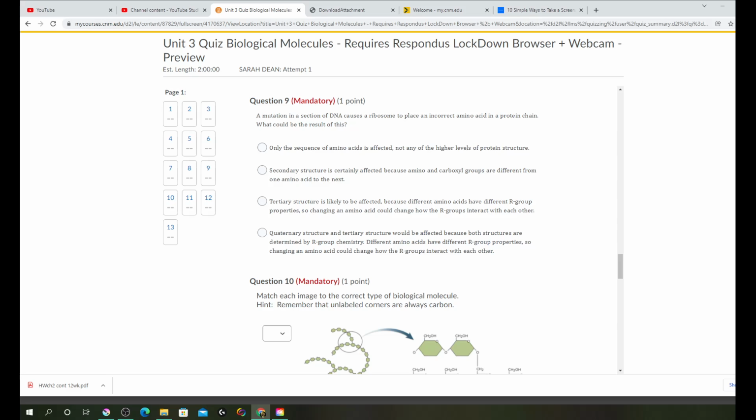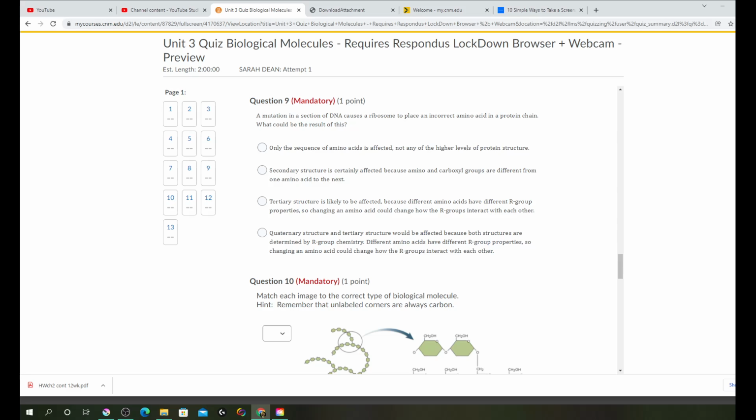So for example, if you have a positively charged amino acid in one part of the chain and a negatively charged amino acid in the other part of the chain, they're going to form an ionic bond with each other because opposites attract. But if you change a positively charged amino acid into a negatively charged one, they're no longer going to be attracted because like repels. So you're no longer going to be holding that loop together. It's going to be separated.